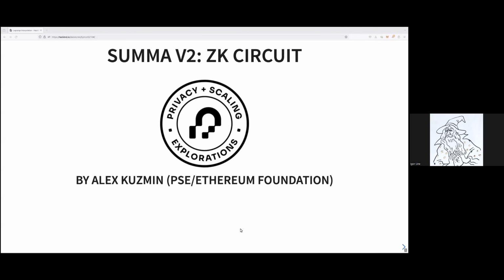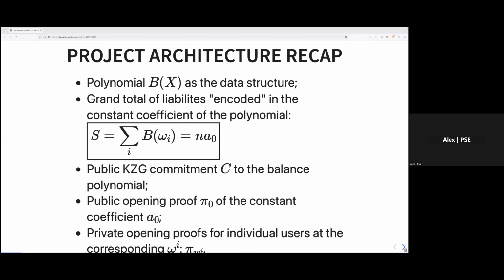Alex, stage is yours. Hi everyone, my name is Alex, and today I will present the circuit of the univariate grand sum approach of Summa, that for brevity we call Summa v2. So let's start by briefly recapping what we have learned about Summa v2 in the previous session.